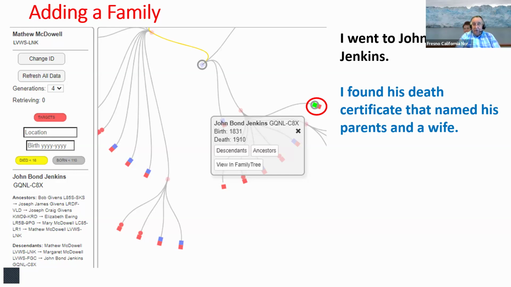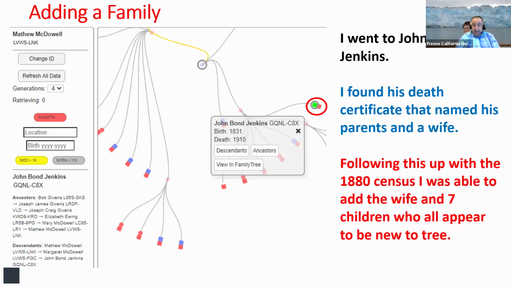Just know that I went to him on the tree and I found a death certificate for him as a hint. And on that certificate, it named his parents, which verified him, and it named a wife, which I did not have. And so knowing that, I then followed it up by going to the 1880 census, where he was 49 years old. And I was able to find a wife there and 7 children.